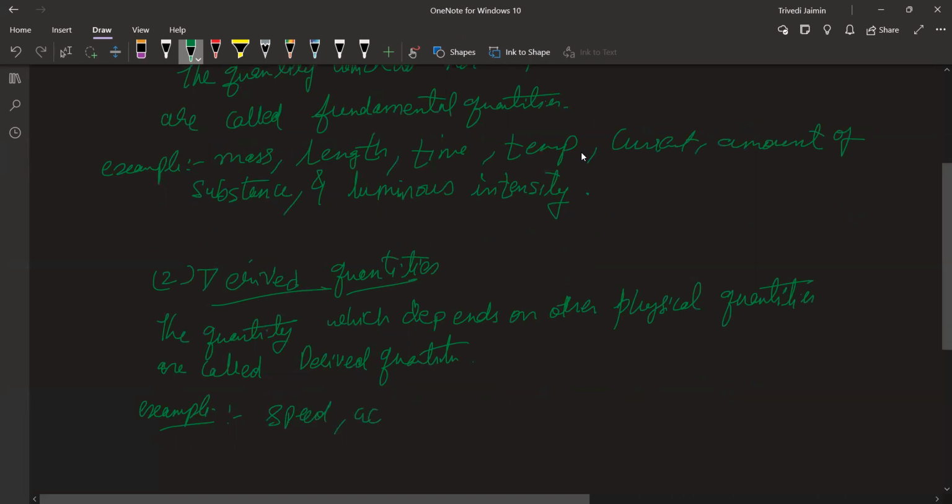Speed, acceleration. Sir, force can also be an example. Yes, like force. Other than this, all are derived. We are deriving from basic quantity. That's why they are called derived. Are there only two types of quantity? Yes, there are only two types. One is fundamental and one is derived.